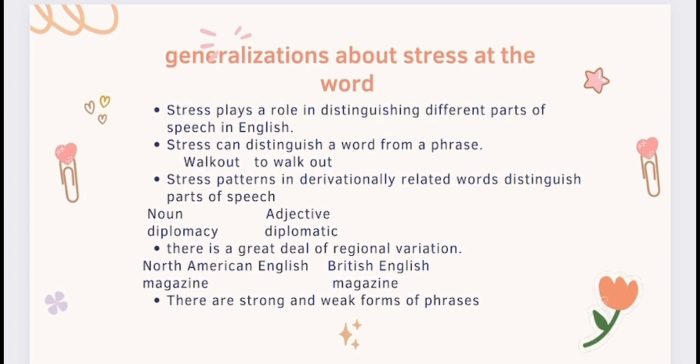There is a great deal of regional variation in stress placement in some words. There are strong and weak forms of function words. For example, I am or I'm.